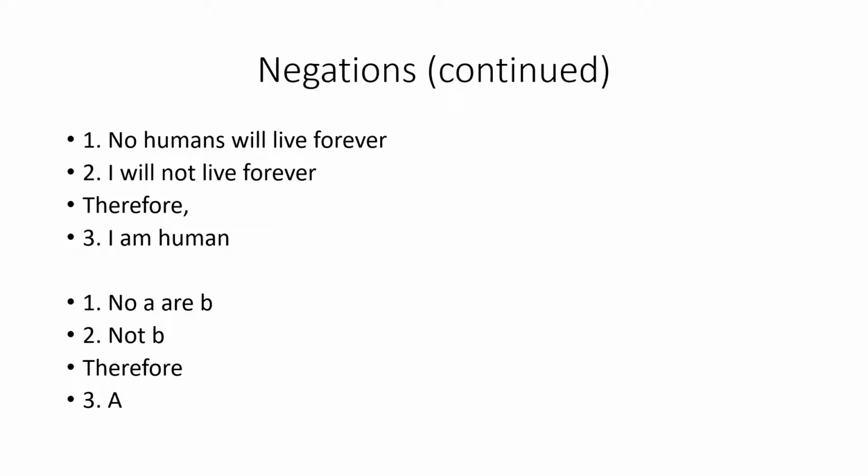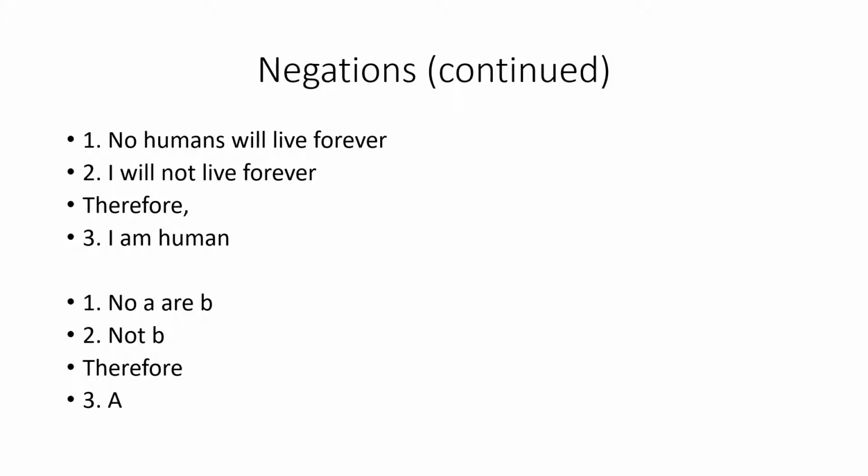Let's see where negations can go wrong. No humans will live forever. I will not live forever. Therefore, I am human. So when we look at the first premise, what we're saying here is there is nothing which has the property of being human which will have the property of living forever. Just because I don't have that property, in this case I'll not live forever, doesn't mean that I'll be human.